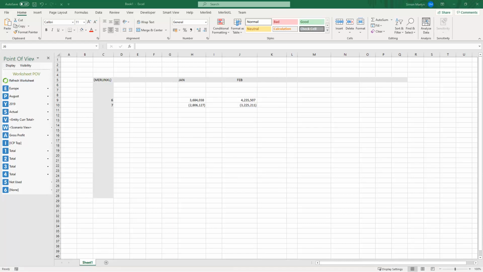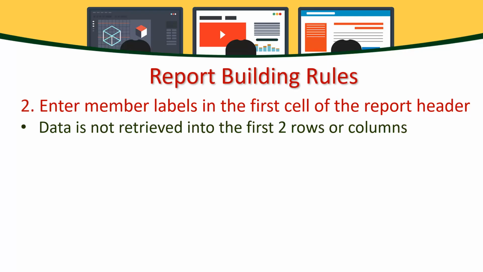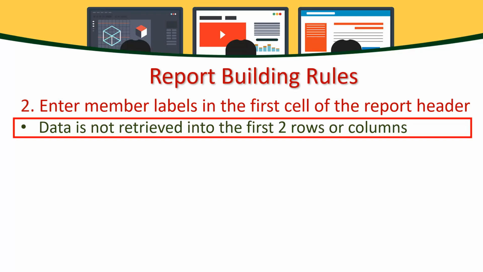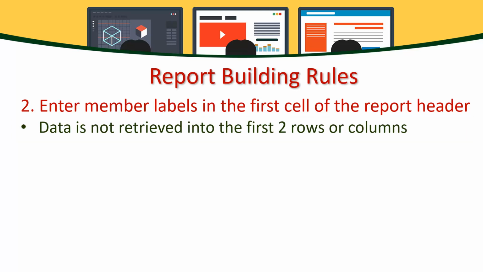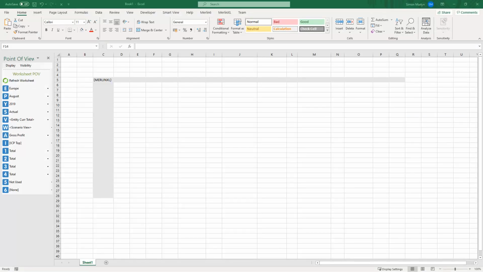So when building your Merlin Excel reports, it's important to identify the row header cells and the column header cells, and often shading these cells can be helpful. But it's important to point out at this stage that data is not retrieved into the first two rows or columns of your retrieval range. So when building your Merlin report range, don't place your first member label next to the Merlin Excel corner cell, because you'll find when you refresh the worksheet, no data is retrieved into the intersecting cells.